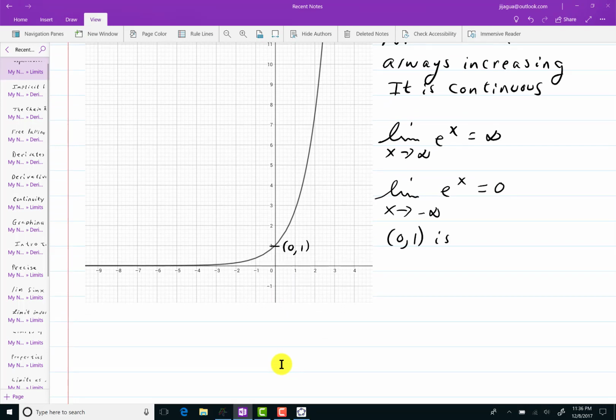As I mentioned, (0, 1) is the only intercept, and it just happens to be a y-intercept. As I mentioned, y equals 0 is a horizontal asymptote.